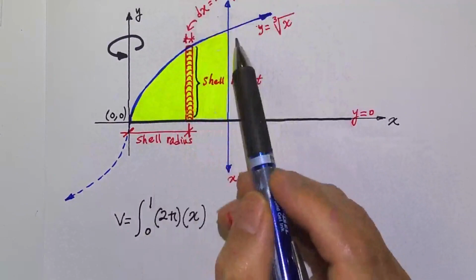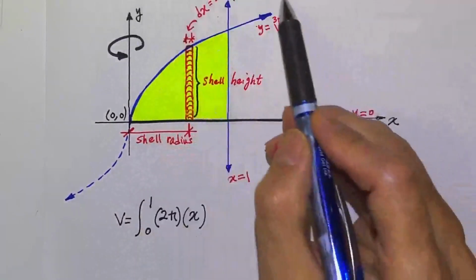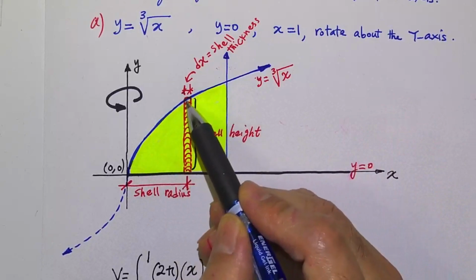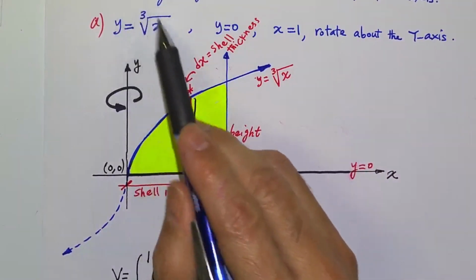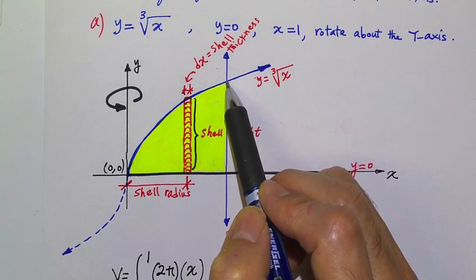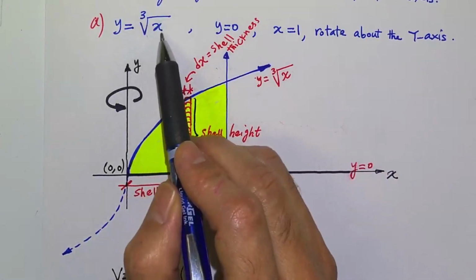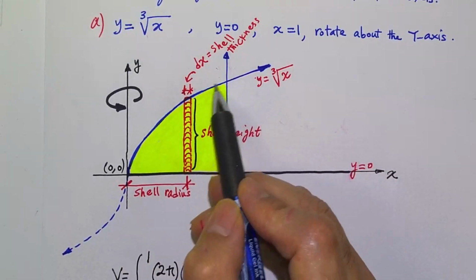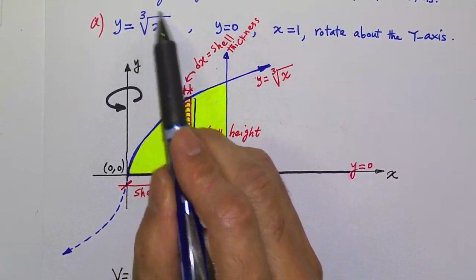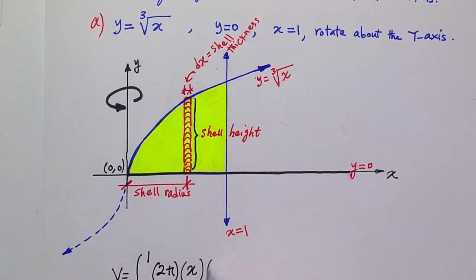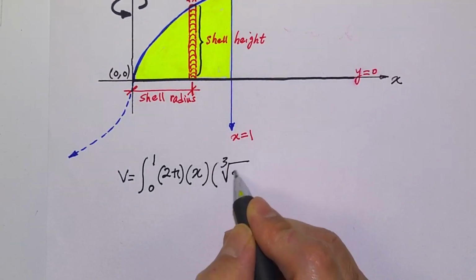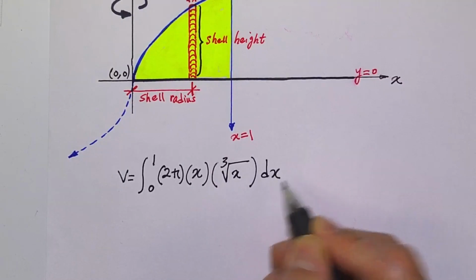Shell height, we know it's defined by this curve and this curve. Sorry, I was off the screen there. So the shell height is defined by this curve mainly, but at that point where we have an intersection, x would be equal to 1. We know that. For this function, it would be the third root of 1 at that point. But at any point along this region we're integrating, the shell height is defined by that curve, right? So times the third root of x, and then of course dx.